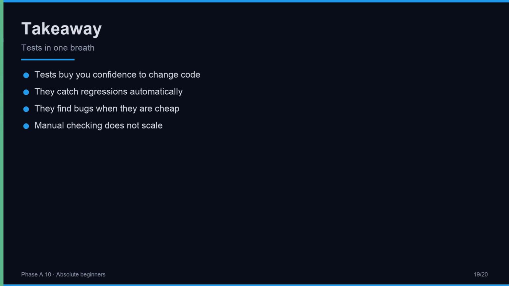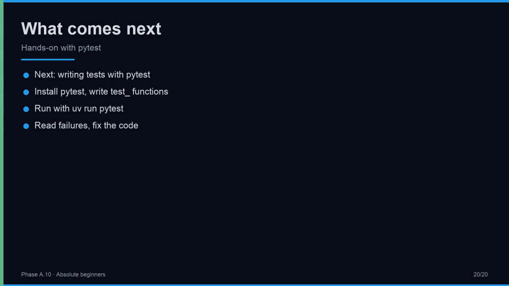Here is the lesson in one breath. Tests buy you the confidence to change your code without fear. They catch regressions, features that used to work and quietly broke, automatically, every time you save a file. They push bug discovery from expensive, customer-facing moments to cheap, developer-facing moments. Manual checking does not scale. Automated tests do. That is the whole argument. Confidence, regressions, cost.